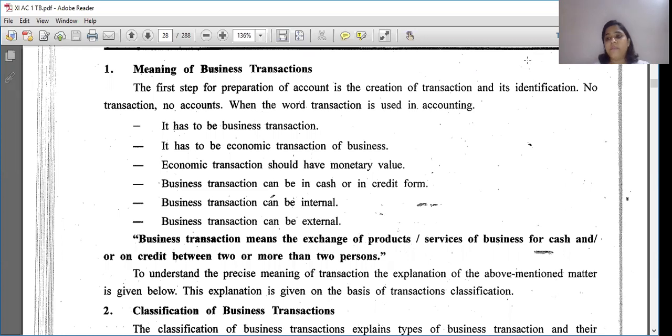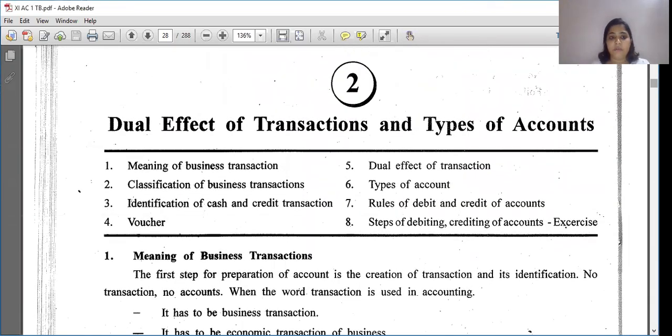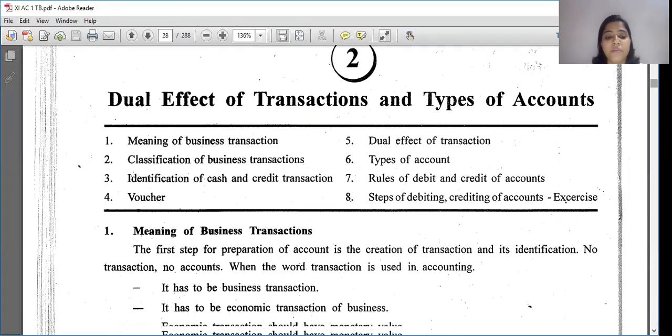So, we have completed our lesson number one, that is your first introduction to accounting. Now, we are starting with the second chapter, and that is dual effects of transactions and types of account. What is dual effect? Remember, we had seen in the previous chapter that accounting has two effects, debit and credit, right? That only we are going to see.